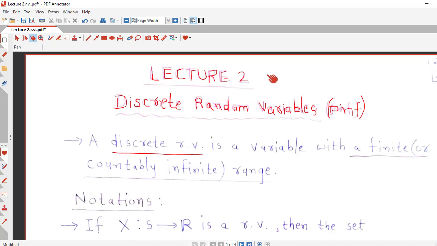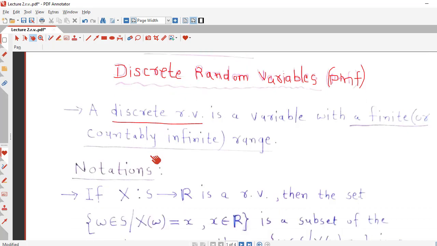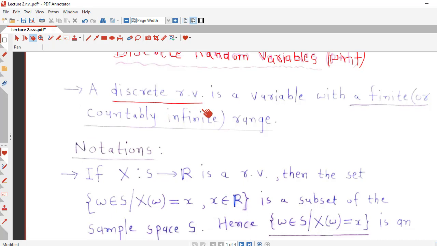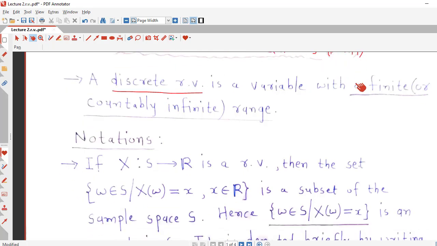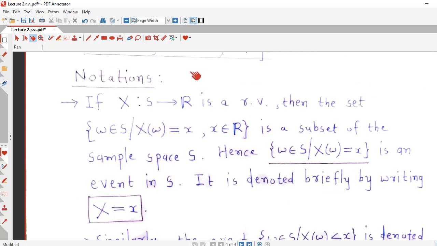So in today's session we are going to discuss the probability mass function of a discrete random variable. As we discussed in the last lecture, a discrete random variable is a variable whose range is finite or countably infinite. So the range of a discrete random variable is at most countable. Before discussing the probability mass function, we require some standard notations. So first we understand some notations which are required for further discussion.